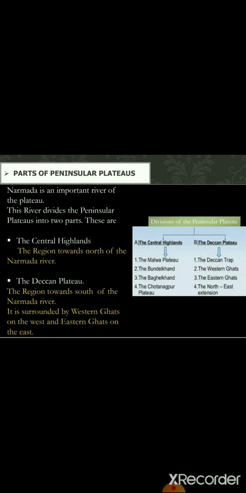One of the important rivers of the plateau is the river Narmada. This river divides the peninsular plateau into two parts, which we have just discussed. The region towards the north of the Narmada river is the Central Highland, and the region towards the south of the Narmada river is the Deccan Plateau. It is surrounded by the Western Ghats on the west side and Eastern Ghats on the east side.